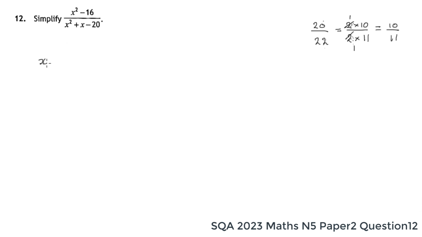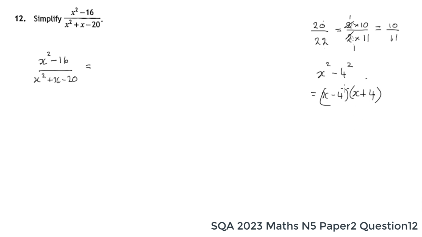So we'll do a similar type of strategy to try and simplify this fraction. And we'll try and factor the top and factor the bottom. Now, the top is a difference of 2 squares, x squared minus 4 squared. And the pattern is always x minus that times x plus that.